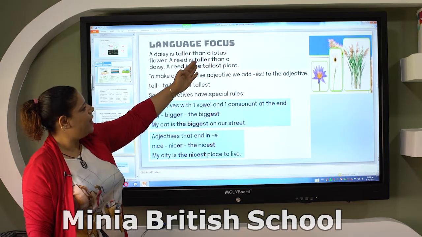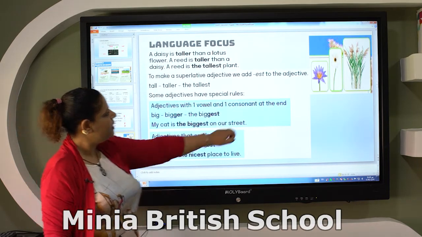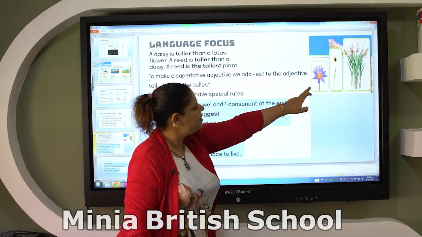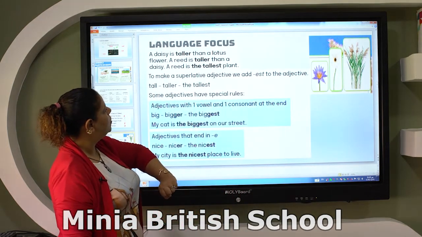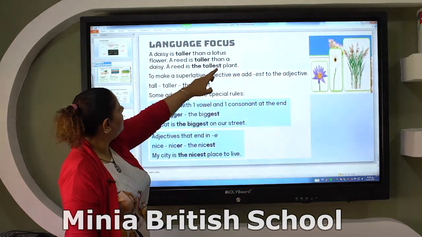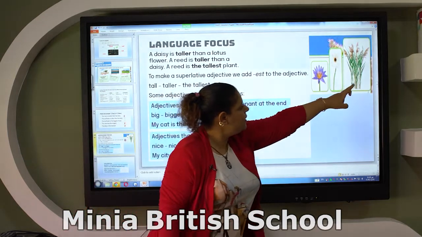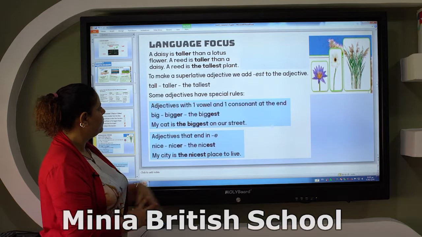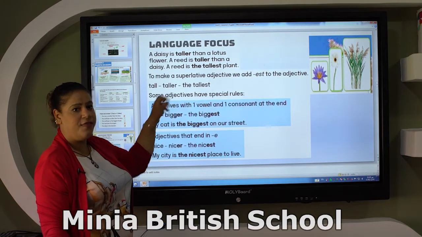Daisy is taller than a lotus. Daisy. Where is Daisy? This is Daisy, yes. Taller than lotus. Reed is taller than a daisy. Reed is taller than Daisy. Okay. So you are going to add ER then.